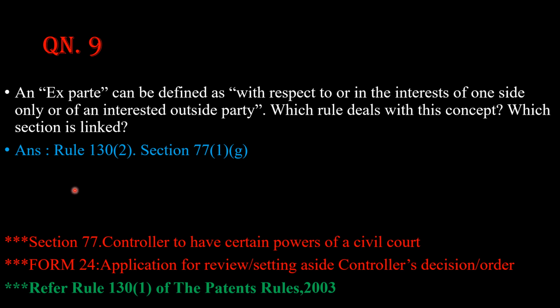When we remember Rule 130 along with section 77, actually we can get this answer. So the answer for this statement will be rule number 132 sub rule 2, and the relevant section is section 77 subsection 1 clause G. Okay, so for the same, please refer section 77, which is about controller to have certain powers of a civil court, and form 24, that is application for review or setting aside controller's decision or order, and refer rule number 130 sub rule 1 of the Patents Rules 2003.